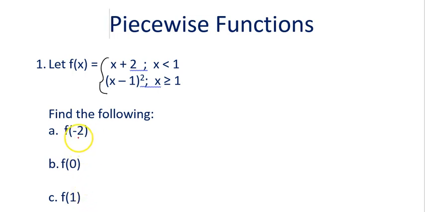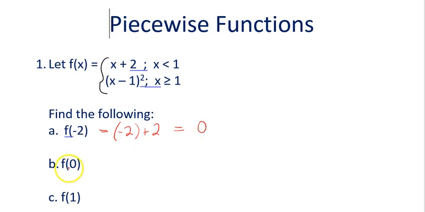So since the negative 2 is something that is less than 1, that would fall in this category. That means I plug it into that top equation, x plus 2. So I plug in and get negative 2 plus 2, and so I get a 0 out. That would be my answer.